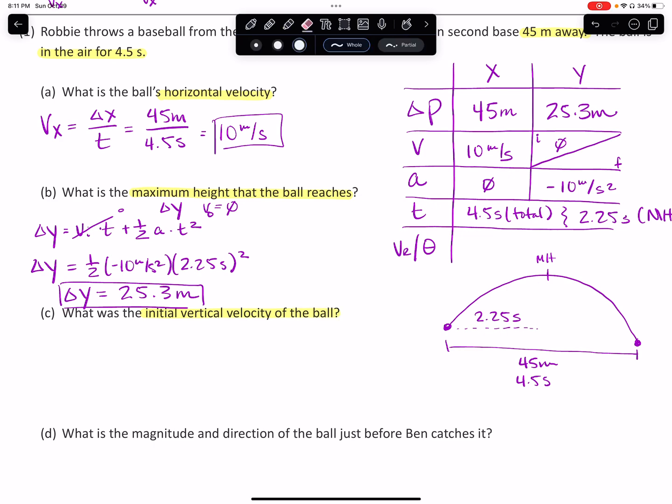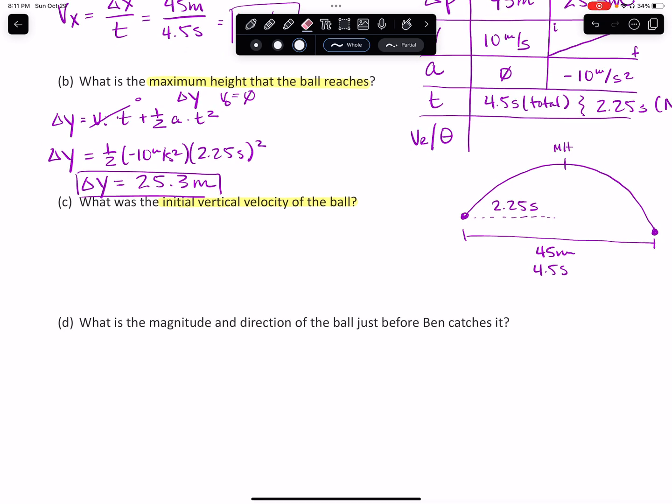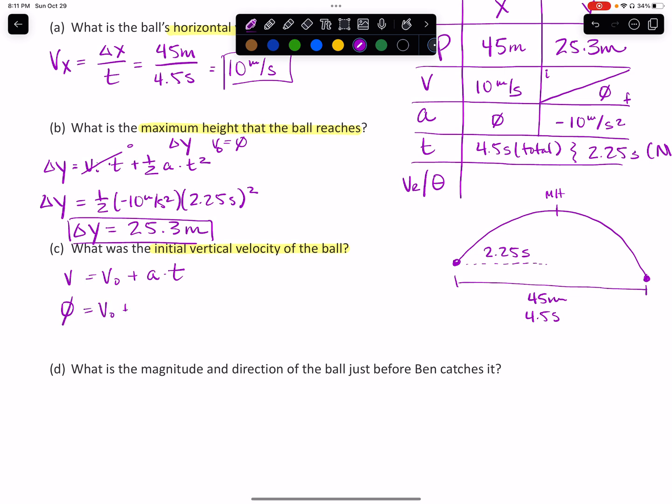Okay, so I'm going to change that out because we're not thinking about it that way anymore. All right, I am going to look at it as it reaches maximum height. The reason I choose that is because then I could say that final velocity is 0. All right, and I have a formula, v final equals v initial plus acceleration times time. So if I know the final velocity is 0, v initial plus -10 meters per second squared.